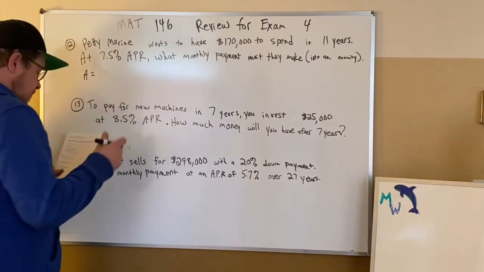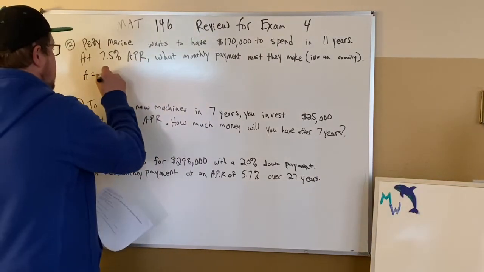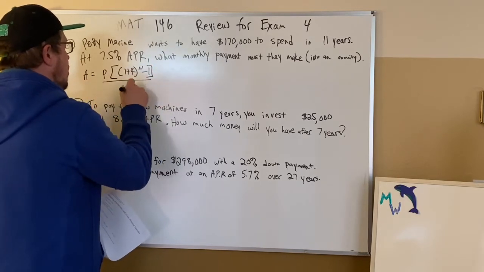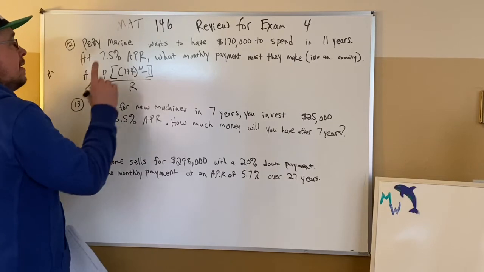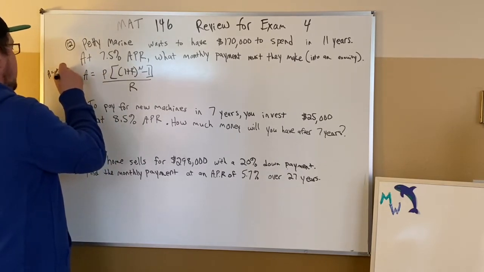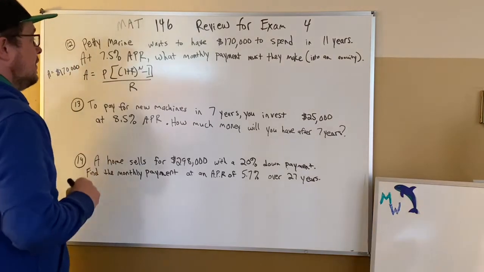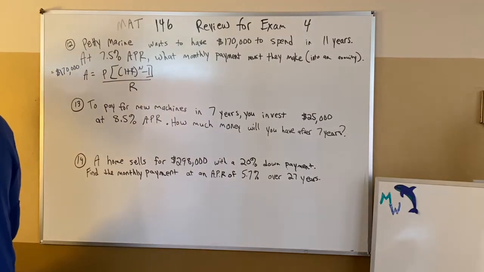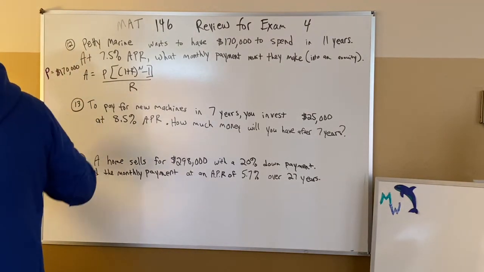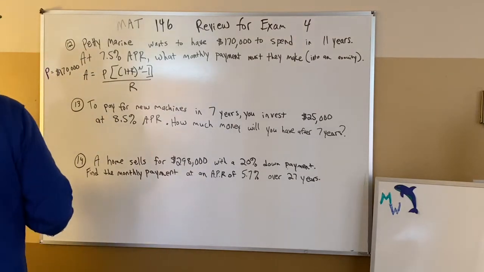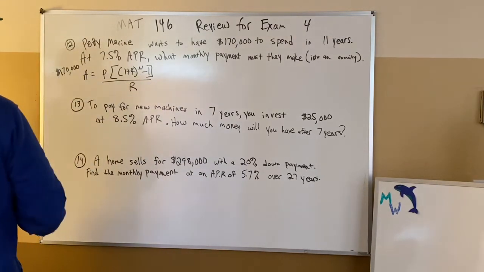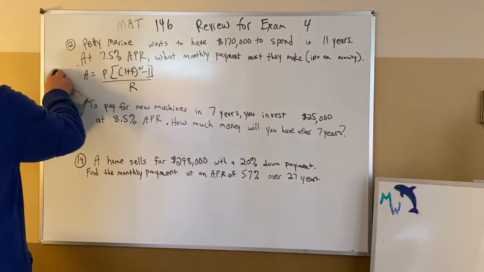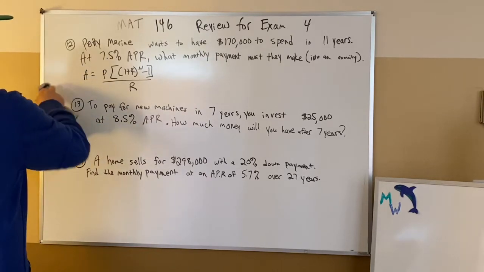So we want to find the account balance for their annuity, which will be P times 1 plus R, all to the power N, then minus 1, and that goes over R. That means we need A, $170,000. That's what they're going to get to. Wait a minute. That's silly. This is an annuity, but they know that they are not putting $170,000 in every month. If they have that much money, they just do it now. So this isn't the right formula for it.